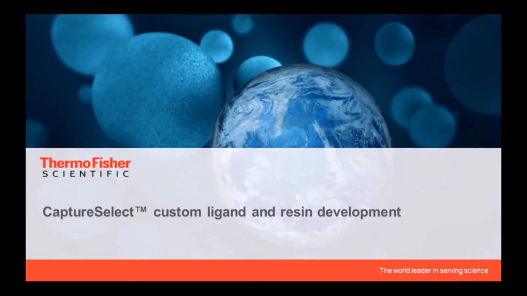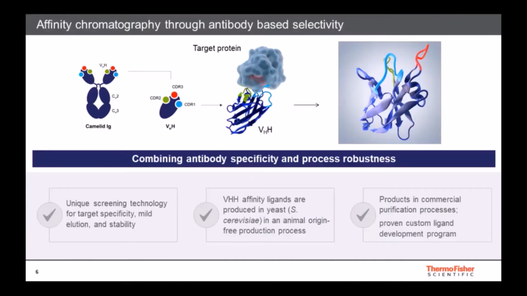So a few minutes on CaptureSelect. I want to talk about that technology a little bit to give you some background. CaptureSelect is based on camelid IG technology, and camelid IGs were discovered over 25 years ago. You can see in the upper left-hand corner of the slide a schematic of a camelid IG. Essentially, it's a truncated antibody. Camelids, represented by llamas, alpacas, and single-hump camels, have this truncated antibody form.